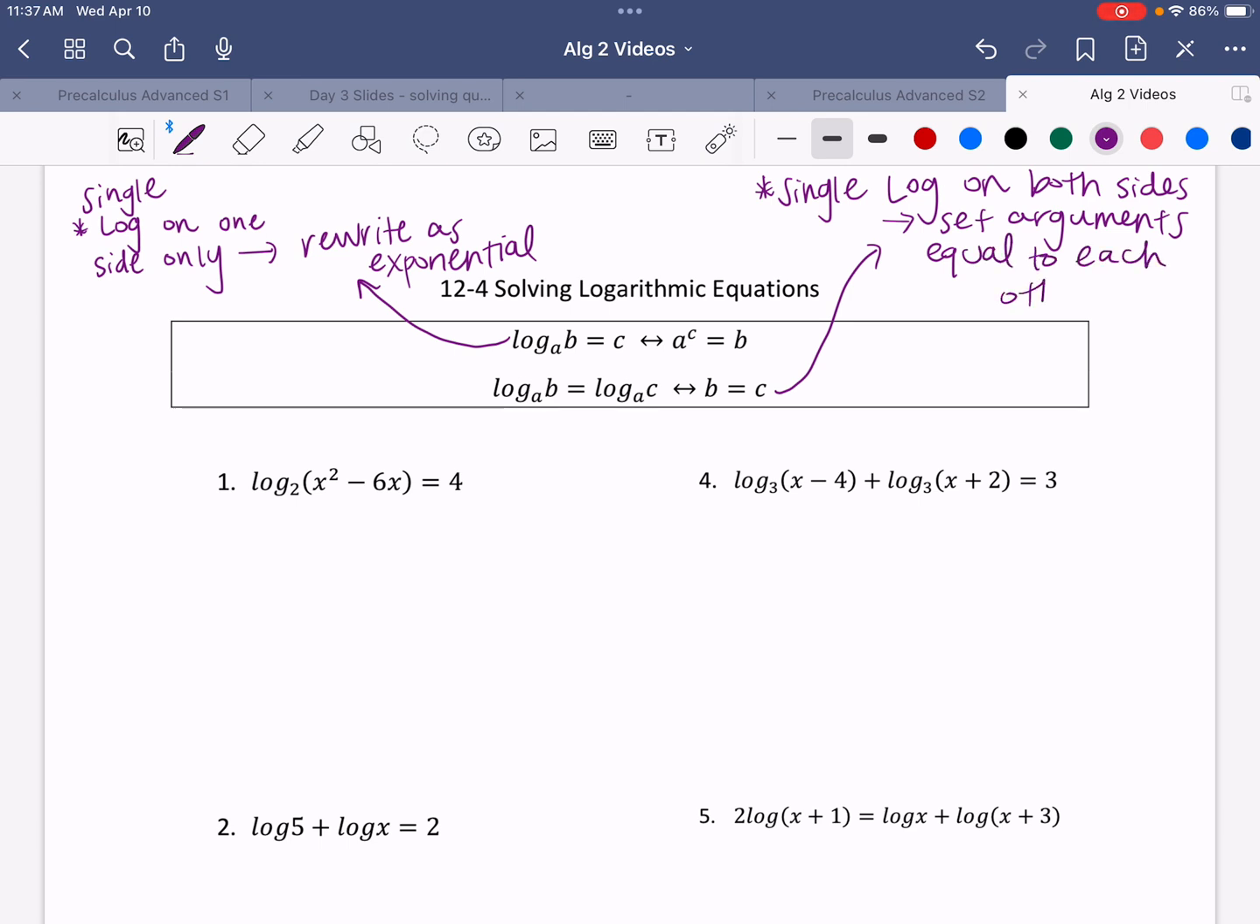So these are the two methods that we'll be using, and we'll decide on each problem. Would a property help us? Would rewriting it help us? And we'll go from there.